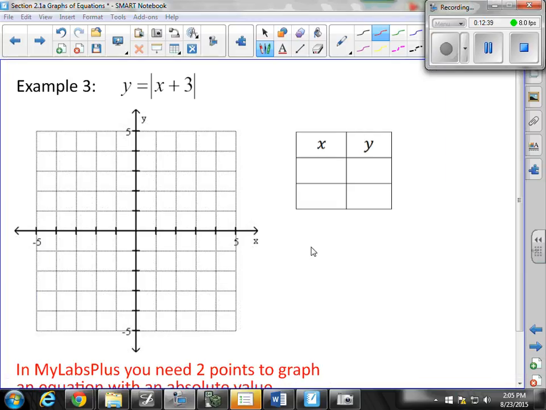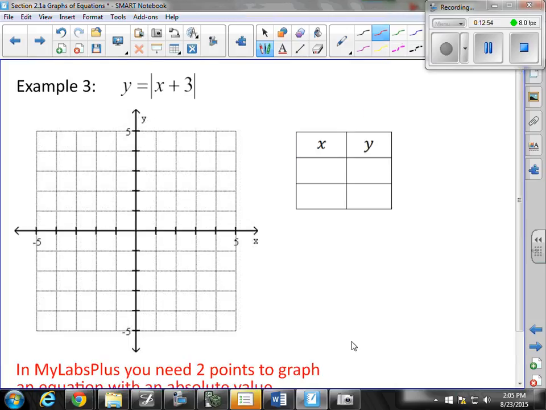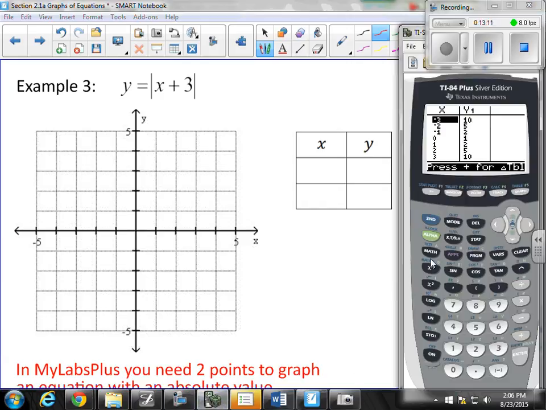And our last problem for this video is how to graph an absolute value equation. Again, I'm going to pull this up on the calculator, but I've got a note here for you that in MyLabs Plus you need 2 points to graph an equation with an absolute value sign. So again, we're going to use the vertex, and one other point. Absolute value equations are symmetric, so it's always going to make a nice V shape. So you just have to have the lowest point and one other point to tell it how to graph. So let's pull it up on the calculator first.